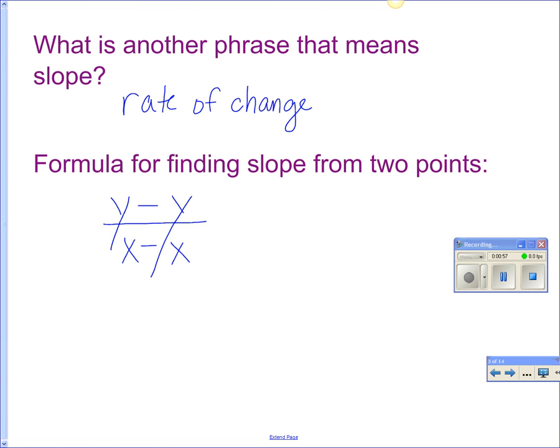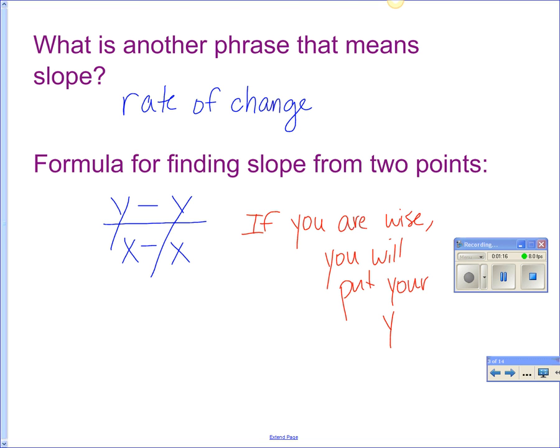Okay, y minus y over x minus x. So write this at the top of your paper as well. Y minus y over x minus x. If you are wise, you will put your y's on top. So for slope, it's y minus y over x minus x. That trips a lot of people up because normally in math we start with x, but not with slope.